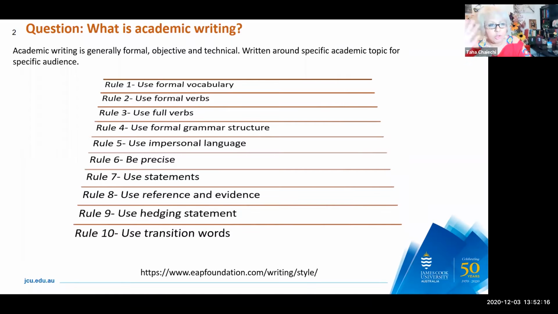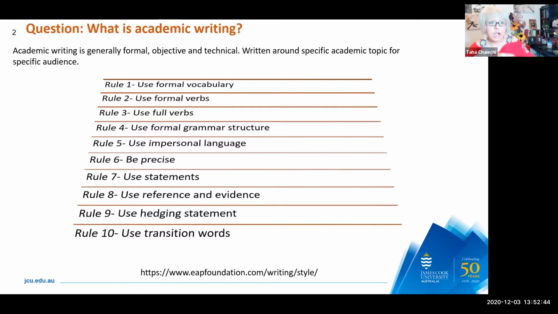So that's a lot. I mean, the whole 2 hours can be spent on that one rule, a formal grammar structure. Use impersonal language. That is one thing that we get to see a lot happening by PhD students. For example, they start referring to themselves in their academic writing. They say, I tend to do this, or we did that. So the rule of academic writing is not to use those words.